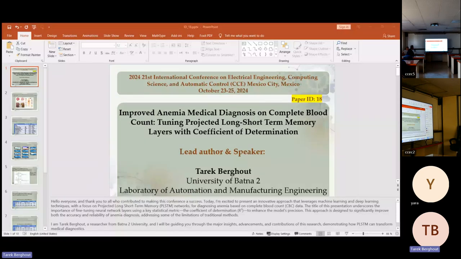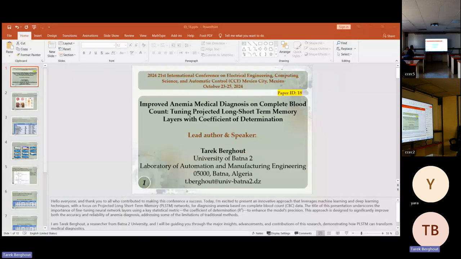So, hello everyone, and thank you to all who contributed to making this conference a successful one. Today, I'm excited to present an innovative approach that leverages machine learning and deep learning techniques with a focus on projected long short-term memory networks for diagnosing anemia based on complete blood count data. The title of this presentation underscores the importance of fine-tuning neural network layers using a statistical metric called the coefficient of determination, known as R squared, to enhance the model's precision. This approach is designed to significantly improve both the accuracy.